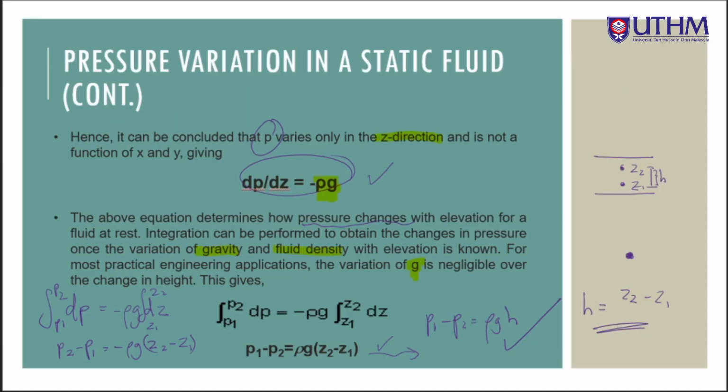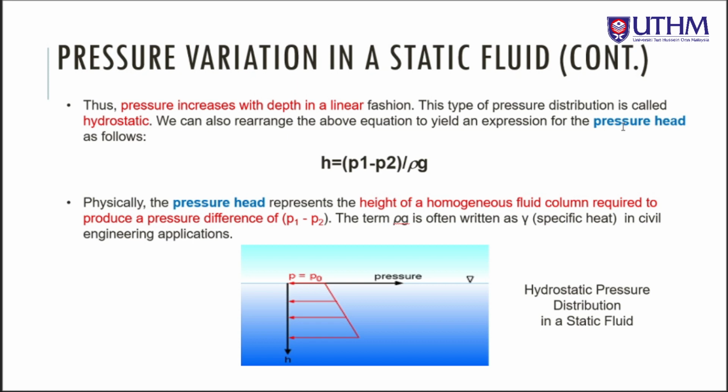So yang ni actually adalah dari sinilah P1 minus P2 equals to rho g H, and then we rearrange to get the value for the pressure head, in which H equals to (P1 minus P2) over rho g. So yang ni sebenarnya sekejap saya perbetul siap-siap. Ini sebenarnya adalah subscript. Sekejap.